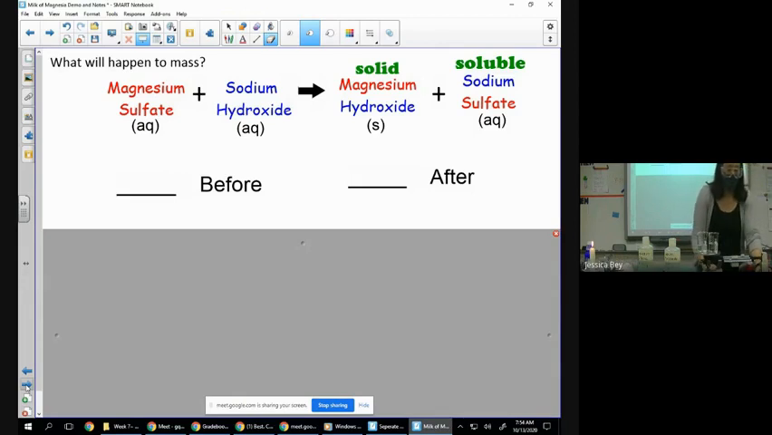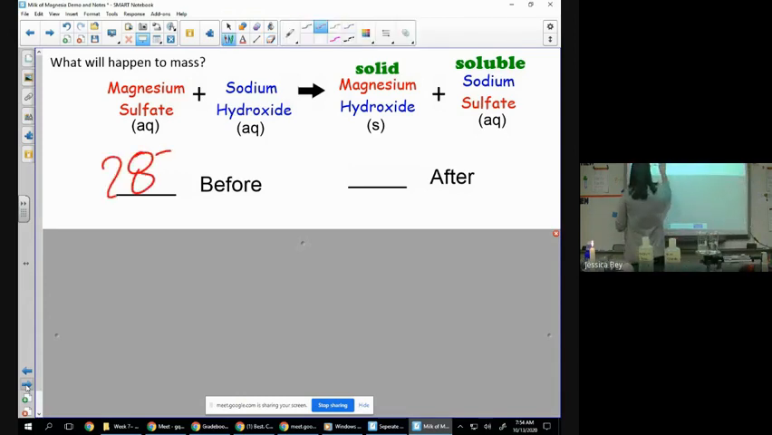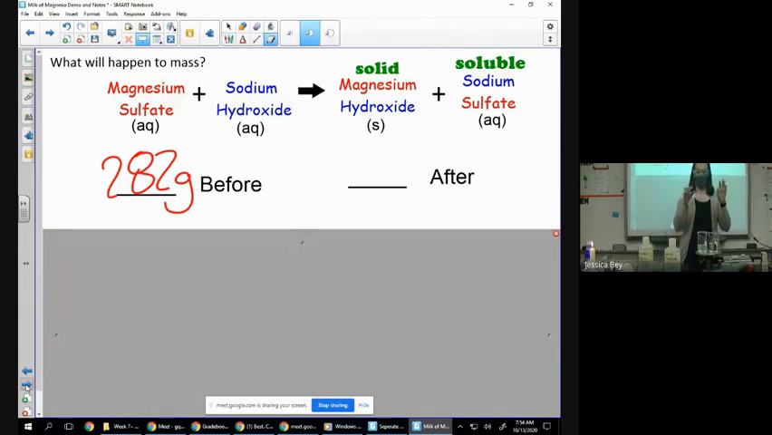All right. So what we're going to do is say, let's see, that's 282 grams. Okay. So 282 grams is the mass before this reaction. Are you with me? Now, what I'm going to do is take these two liquids, like we said, react them together, and make a solid.